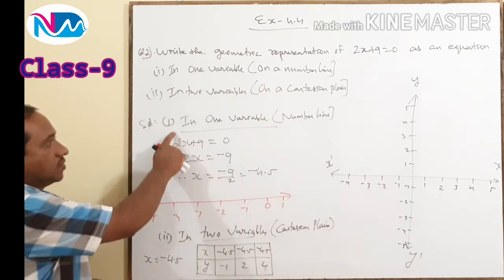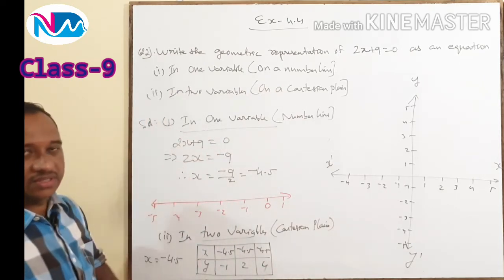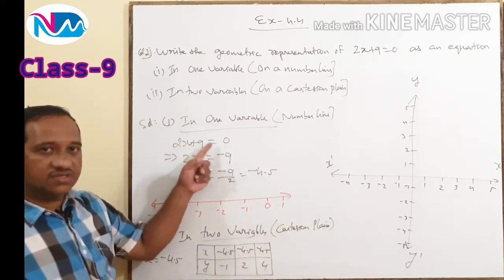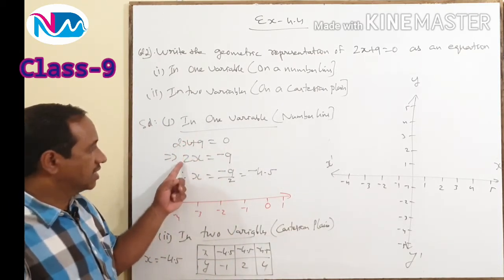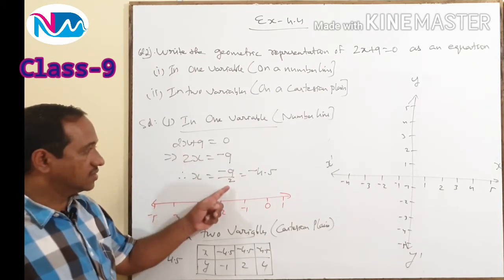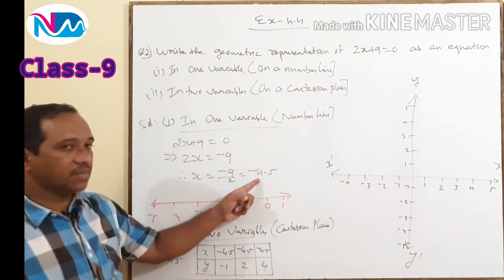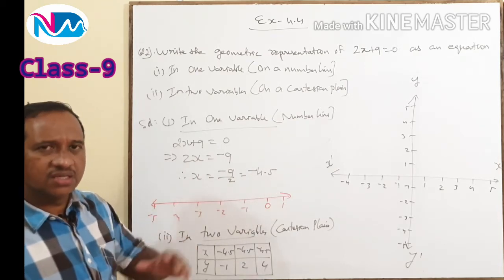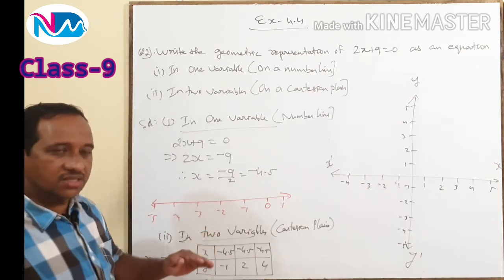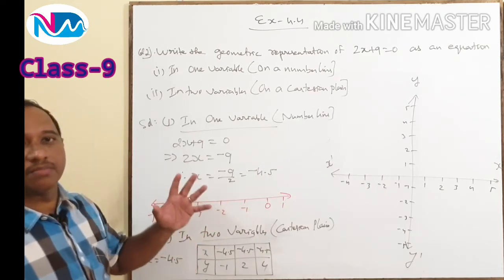Here, first one in one variable, that is on a number line. We are given 2x plus 9 is equal to 0. That gives 2x is equal to -9. So x is equal to -9 by 2, that is -4.5. This -4.5 we will represent directly on a number line.